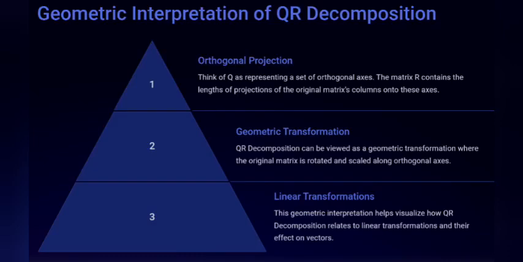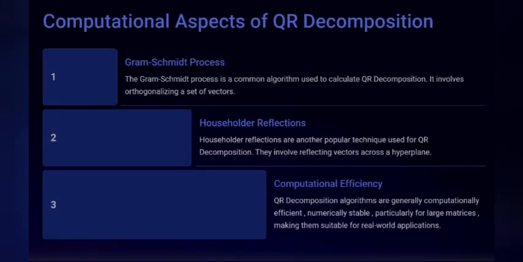Geometric transformation. QR decomposition can be viewed as a geometric transformation where the original matrix is rotated and scaled along the orthogonal axes. Then its linear transformations. This geometric interpretation helps to visualize how QR decomposition relates to linear transformations and their effect on vectors too. Now we will see the practical considerations of QR decomposition.